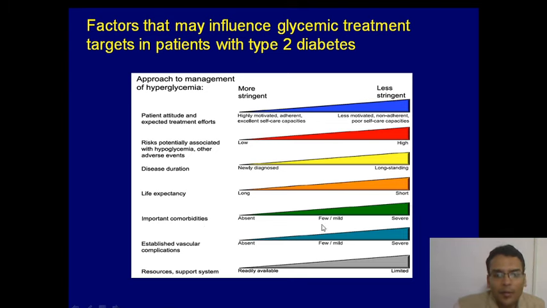If important comorbidities are present, for example chronic kidney disease, severe eye disease, or other comorbidities, you would consider lowering your threshold, or you would want to be less stringent in glycemic control. If there are established vascular complications, you would be less stringent, and it also depends on whether resources or a support system are available or not. Then your glycemic control targets may be modified.